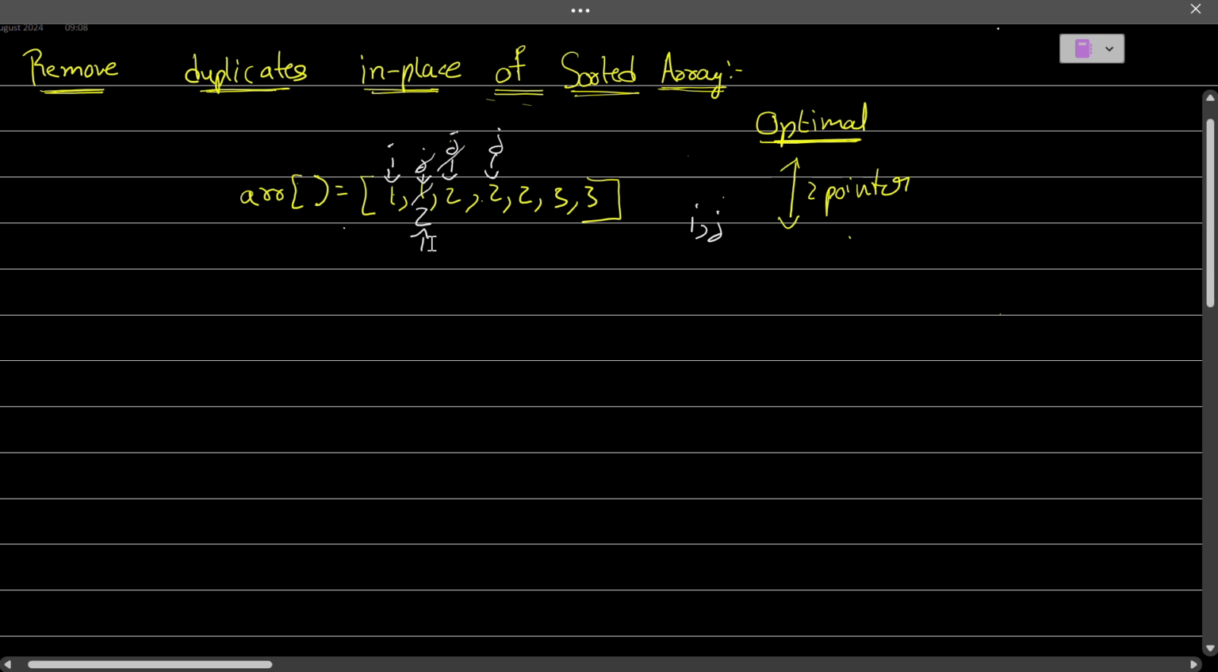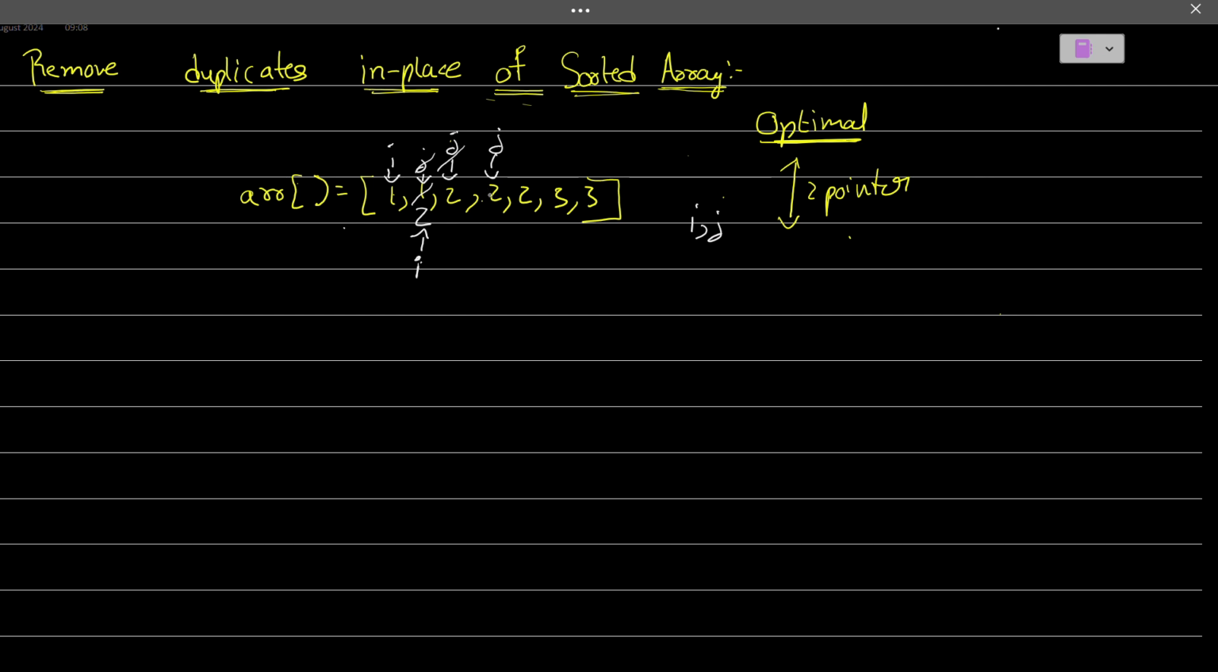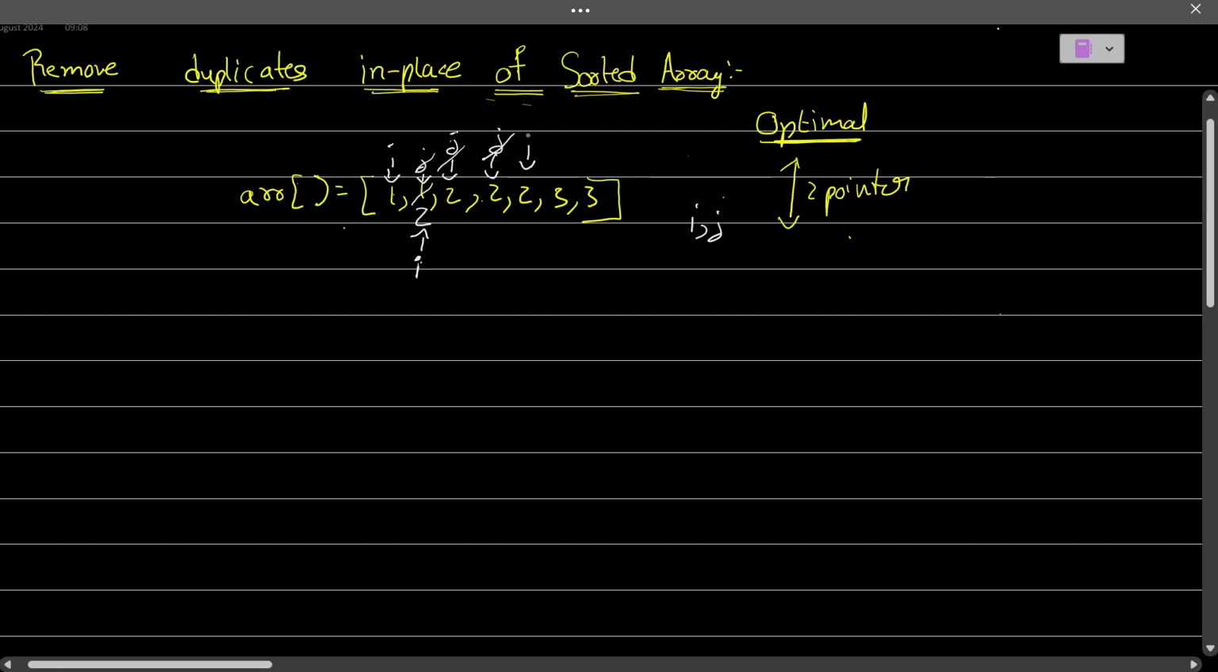Now the I pointer will be at 2, and we'll go to the next element, 2. Are you different from 2? No. Then I'll go to the next element j. Are you different from 2? No. Then I'll go to the next element j. Are you different from 2? Yes, this is different from 2. Then I will say, you can be in front of me, that different element.